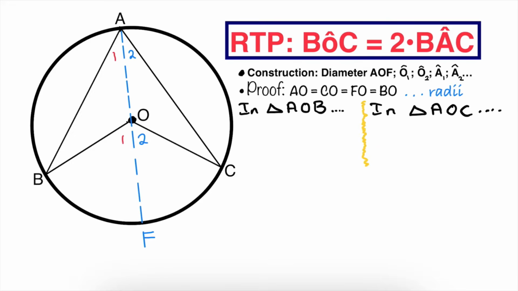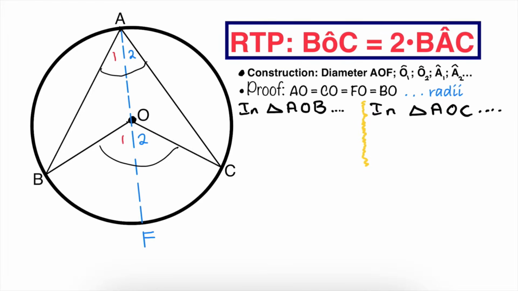So yeah, on today's video, guys, we're gonna focus on proving the theorem that states that an angle at center, this angle, is twice the angle at the circumference, which is this angle. Okay, that's why at the top there I wrote RTP is BOC equal to 2 times BAC. BOC is the angle at center, and BAC is the angle at the circumference.